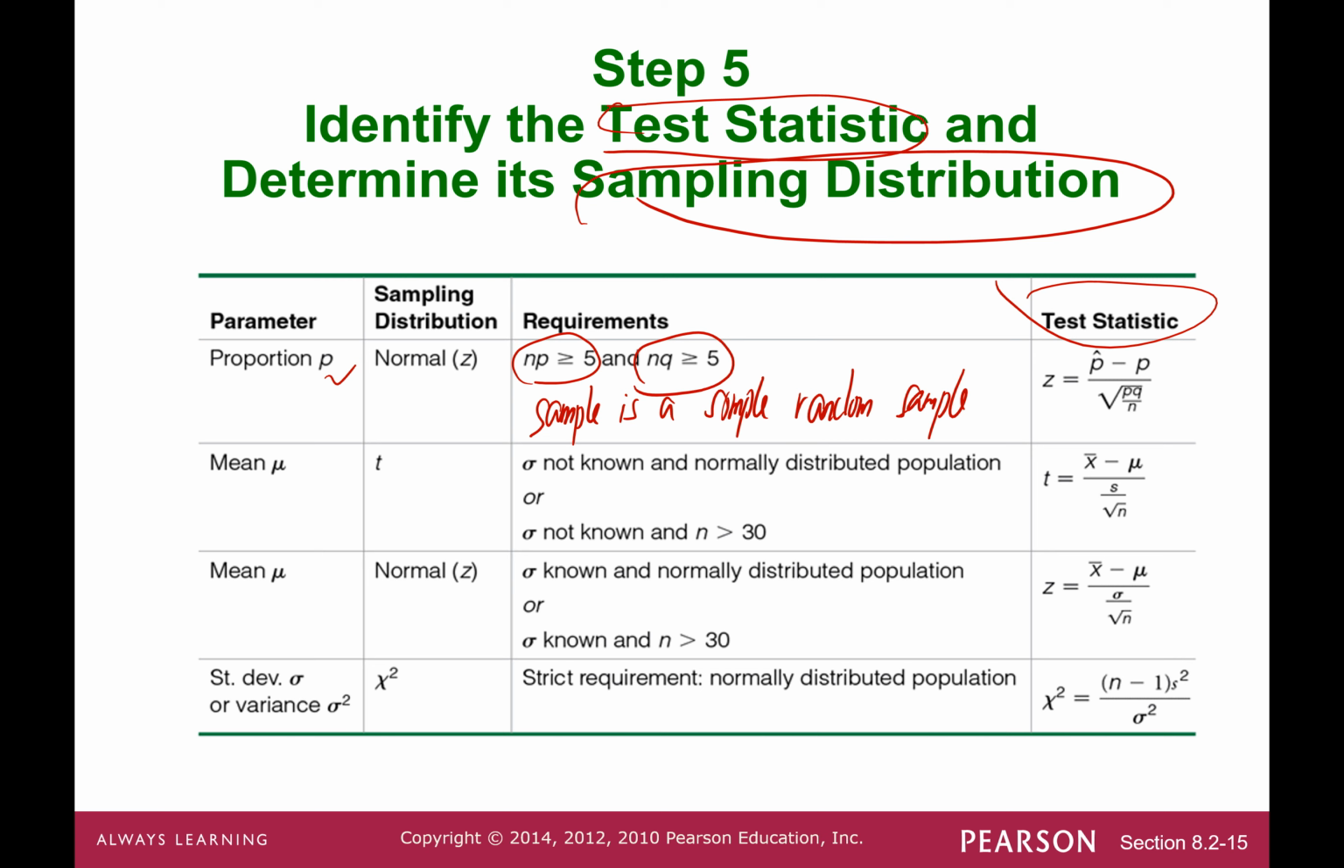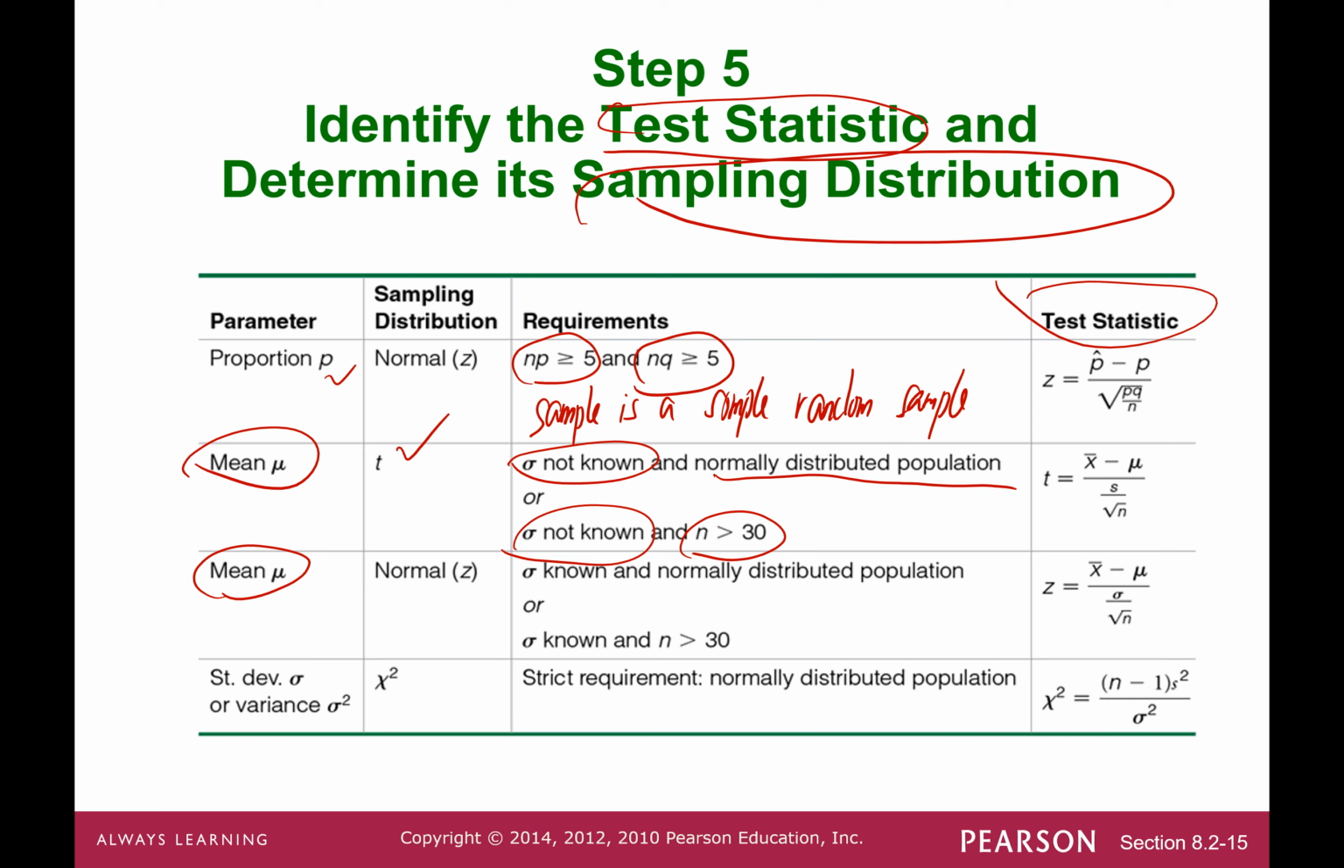And if we're testing for mean mu, in this case, when sigma is unknown and normally distributed population, or sigma unknown and sample size is greater than 30, then we use the t-test. So the t-score equals sample mean minus population mean over sample standard deviation over square root of sample size.